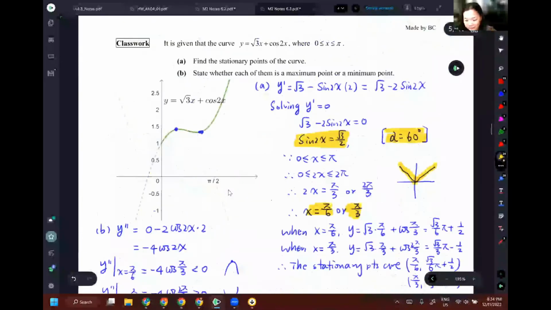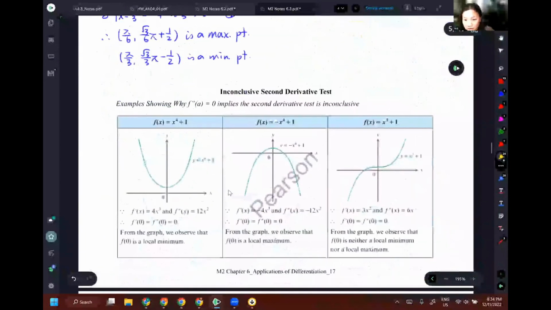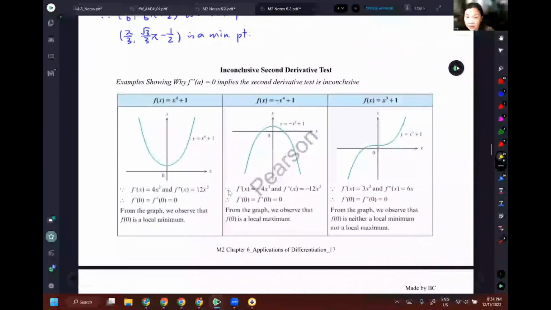Look at this part. Inconclusive second derivative test. Inconclusive means the test is not useful; the result is not applicable. I will show you one example. This example is a polynomial, I think a cubic polynomial.